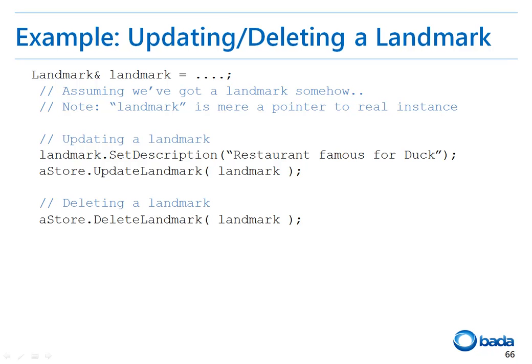Next, the sample code shows how to update or delete the landmarks in the landmark store. Let's have a look at how we can update the landmarks. As I mentioned previously, a landmark is acquired and the description of the landmark is changed. Finally, the update landmark function of the landmark store is called with the updated landmark, and the landmark in the landmark store is updated. To delete a landmark, you can use the delete landmark function.